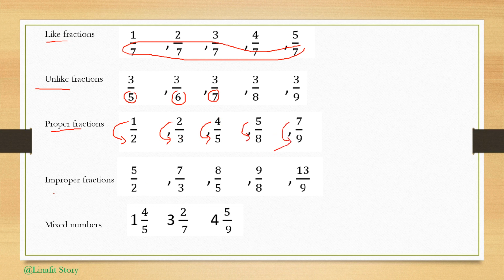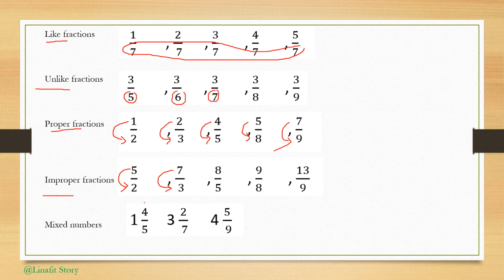Now here, the opposite of proper fractions is improper fractions. Improper fractions means the fractions where the numerator is greater than the denominator. So don't forget, 7 out of 3 is an improper fraction. Why? Because 7 is greater than 3. Other examples of improper fractions are 8 out of 5, 9 out of 8, 13 out of 9.